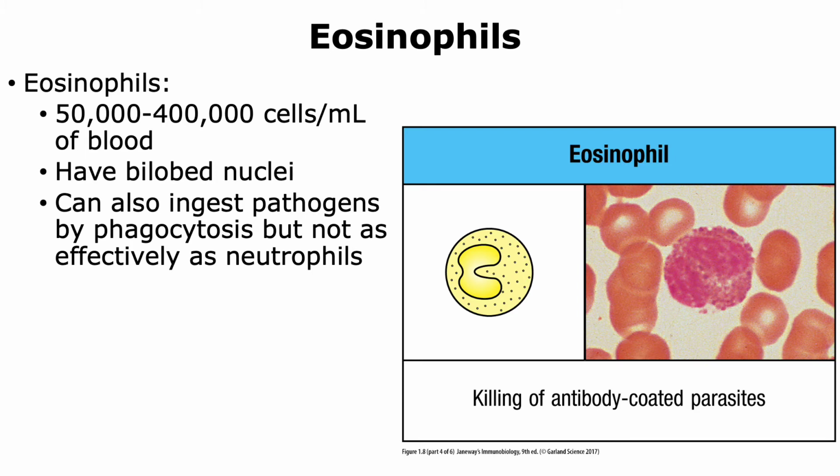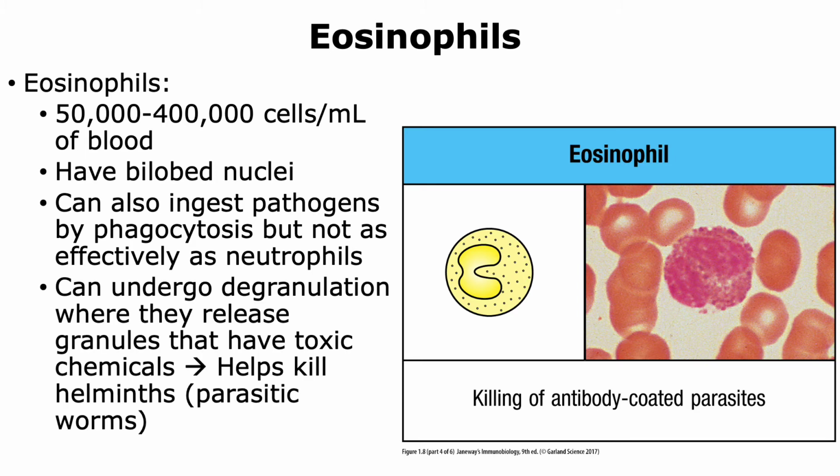Now, eosinophils can also ingest pathogens by phagocytosis, but they can't do that as effectively as neutrophils are able to do so. They do undergo a process called degranulation, where they release these granules that are present in their cytoplasm. These granules have toxic chemicals in them, and so by releasing them into the environment or in the vicinity of a pathogen, they're able to kill the pathogen. Eosinophils are known to play a very important role in killing helminths or parasitic worms. They are also known to play roles in allergies.